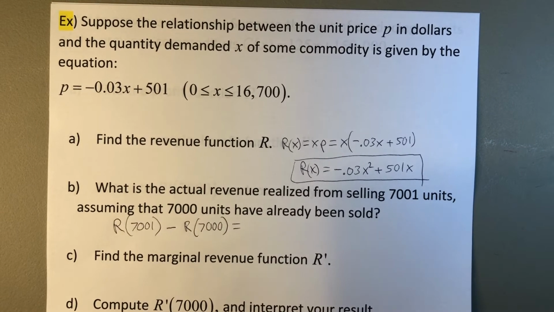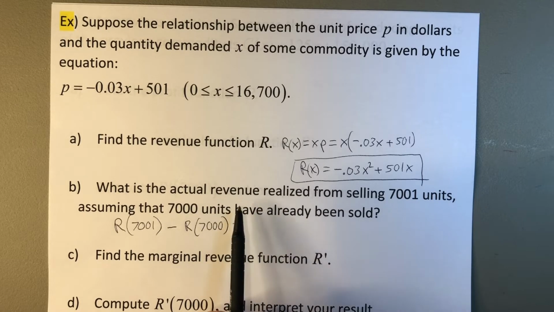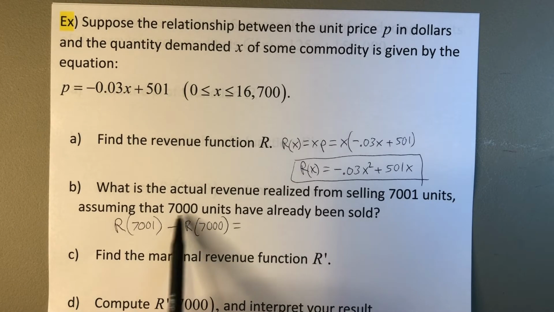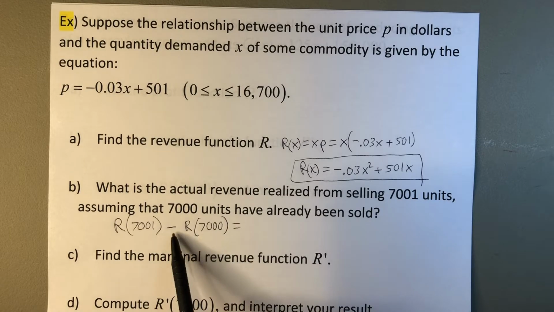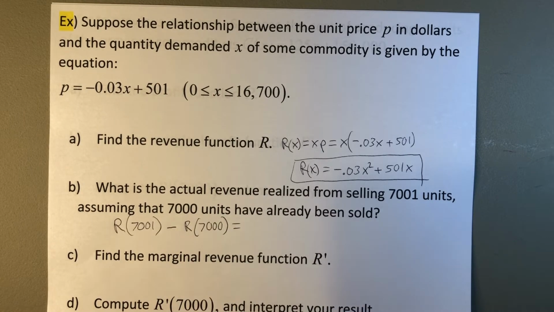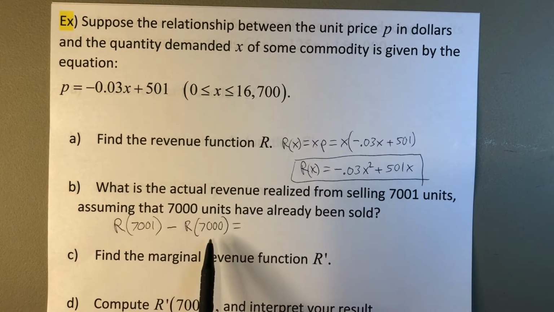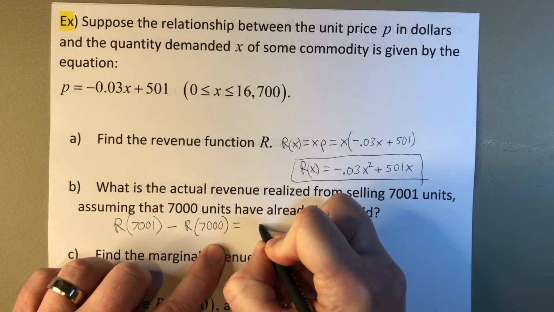Again, we're just trying to figure out how much more in revenue we would realize from selling this number of units as compared to this number of units. So hopefully it makes sense that you could figure out the total revenue for this number of units and then subtract from that the total revenue from this number of units. And you could do that any way you want. You just plug in 7,001 into this x, get that number, then plug in 7,000 into this x and get that number, and you end up getting, I think, about $81.